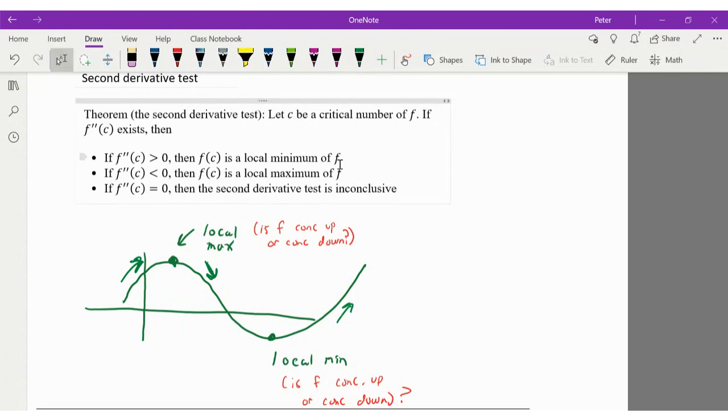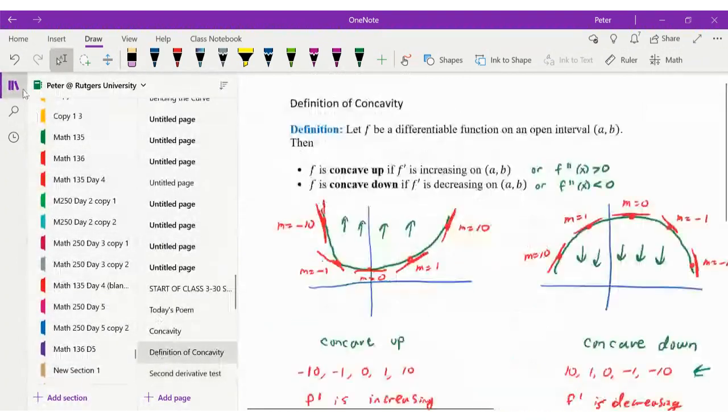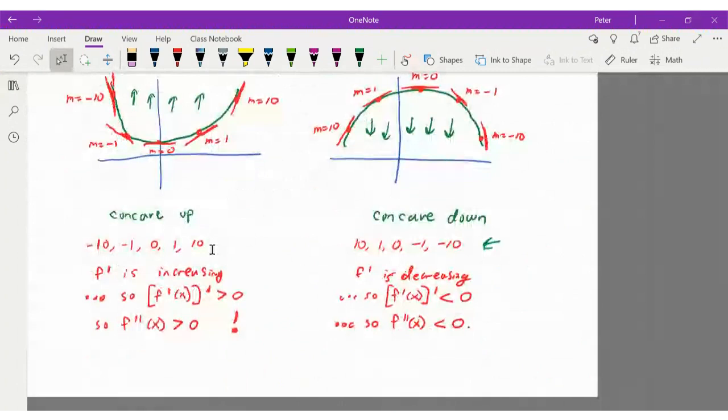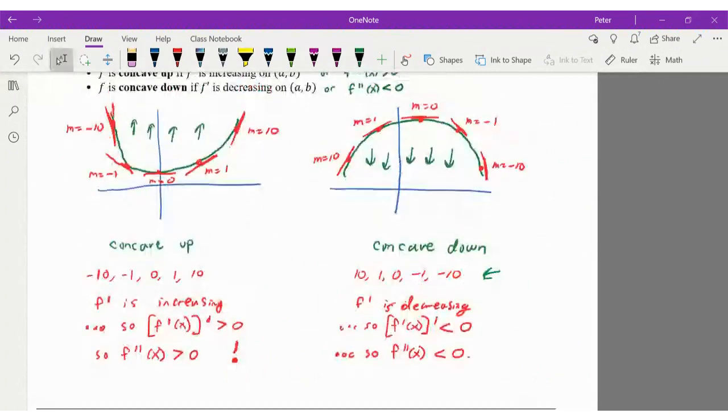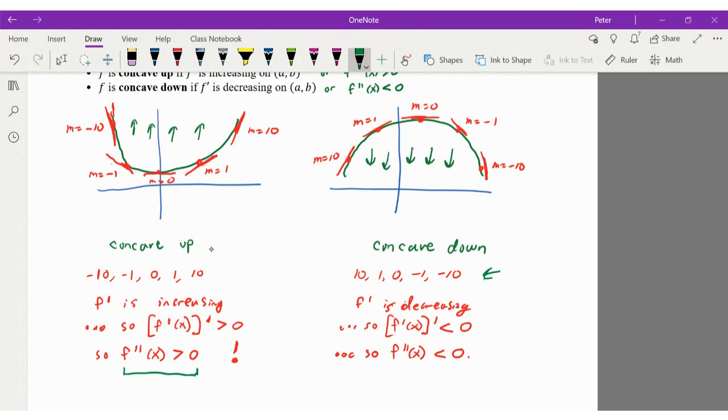This reminds me, I forgot to point something out. I forgot if I had mentioned this the other day, but since the definition of concavity is that the function is concave up if its first derivative is increasing, then what that means is that we're looking for the first derivative of the first derivative to be greater than 0. Of course, the first derivative of the first derivative is just the second derivative. So concave up is detected by the second derivative being greater than 0. Concave down is detected by the second derivative being less than 0.